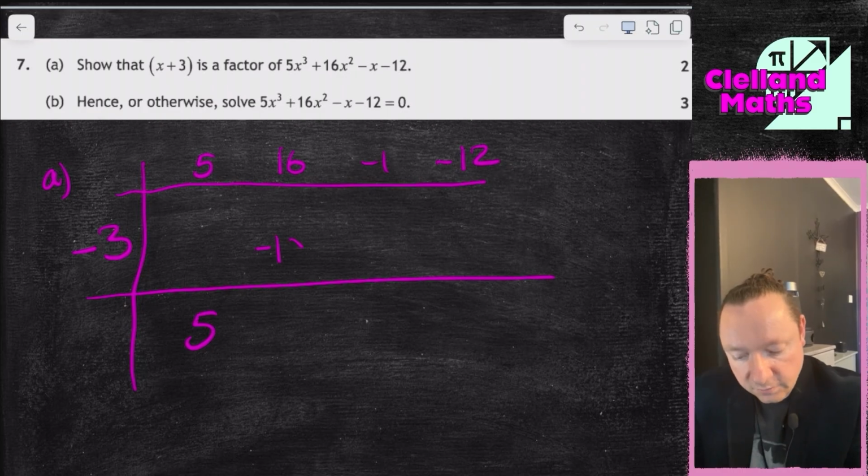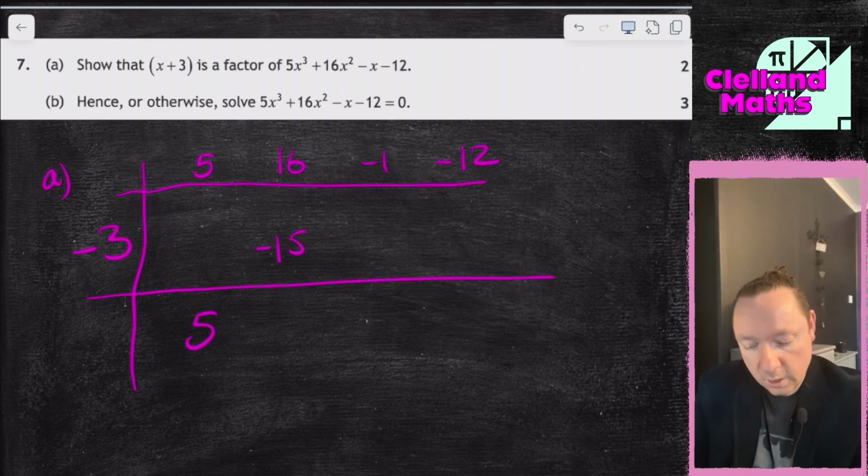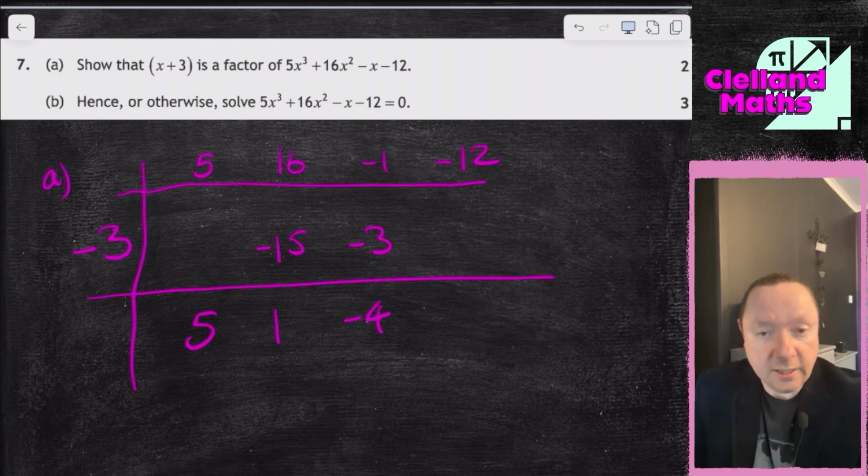5 minus 15. 16 minus 15 is 1. 1 times minus 3 is minus 3. Minus 3 minus 1 is minus 4. Minus 3 times minus 4 is 12. And we will get 0.